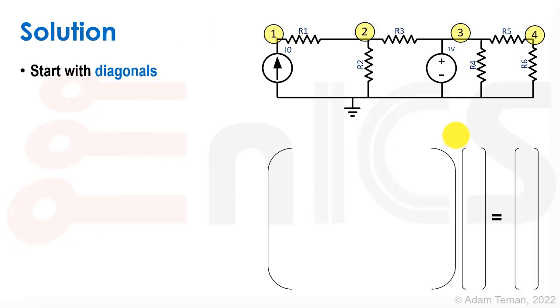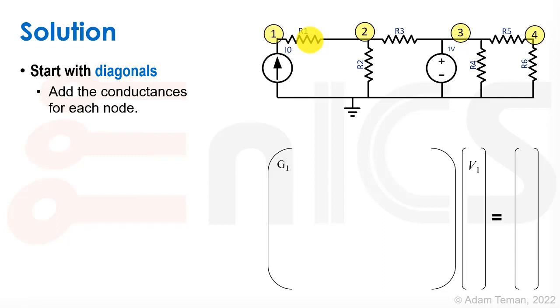We start with the diagonals again. So for A_ii, we are going to put all the conductances that are connected to it. So for node 1, we have just R1 as before, and therefore we're going to get G1. Okay, for node number 2, we have R1, R2, and R3, so we're going to get G1, G2, and G3. For node 3, what do we have? We have R3, R4, and R5, so we're going to get G3, G4, and G5. And for node 4, we have R5 and R6, so we're going to get G5 plus G6. So that is all good.